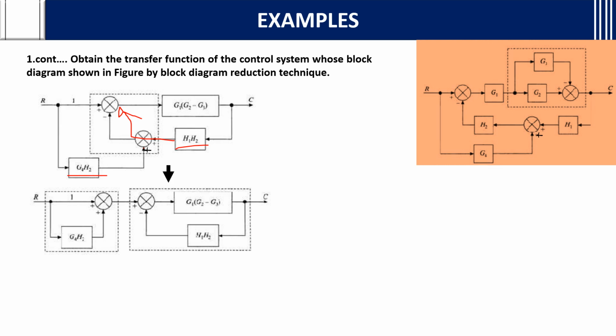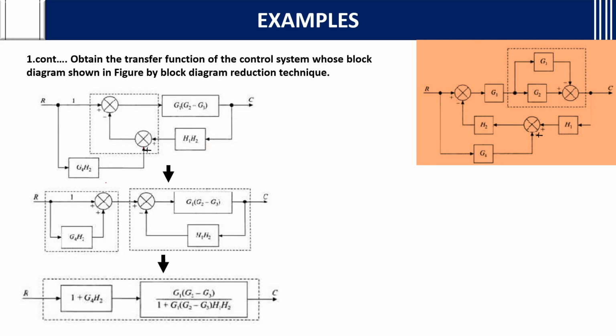Why plus plus? Because we are interchanging. So for this plus plus we connect, and for this we connect directly to minus minus. So we can separate the block diagrams for reduction. Understanding? Then this becomes again parallel, so 1 plus G4H2. This becomes the feedback path, as it is from output to input.